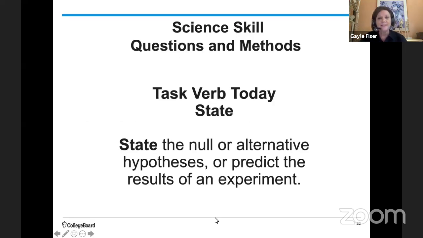So our science skill today is going to be about questions and methods. The task verb that we're going to focus on is state. This is what we'll be stating: the null hypothesis is what we're going to be working on today. And we're going to be predicting the results of an experiment.